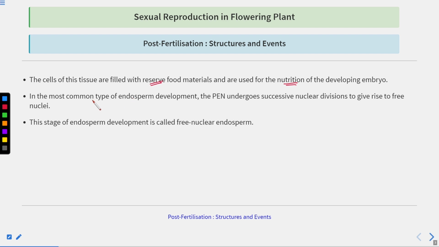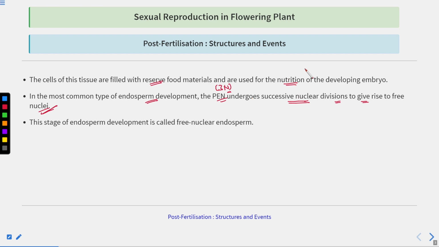Now, in the most common type of endosperm development, what happens? The primary endosperm nucleus undergoes successive nuclear division. Primary endosperm nucleus is triploid. So this will undergo successive nuclear divisions without undergoing cell wall formation. This type of nuclear division, where the cell wall formation doesn't take place, is known as free nuclear division. Clear? So the primary endosperm nucleus undergoes successive nuclear division to give rise to free nuclei. Division is taking place, the nucleus is dividing, but there is no cell wall formation.